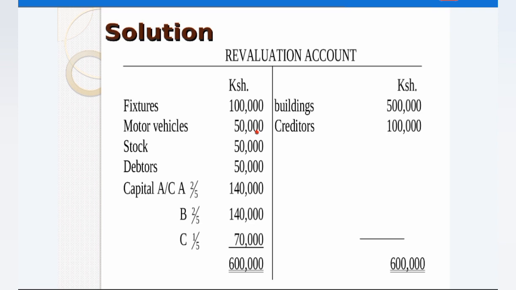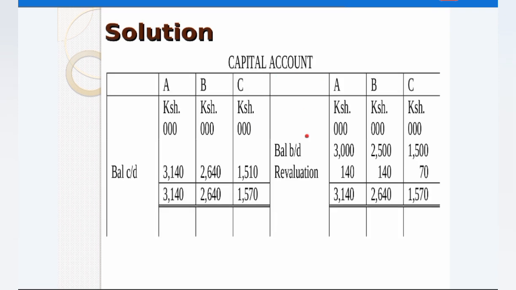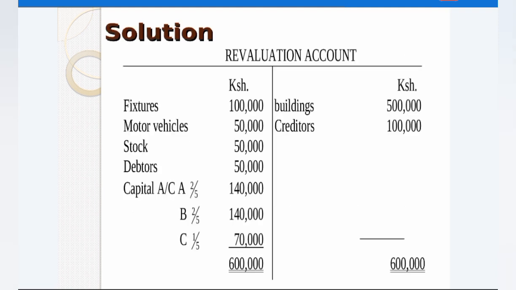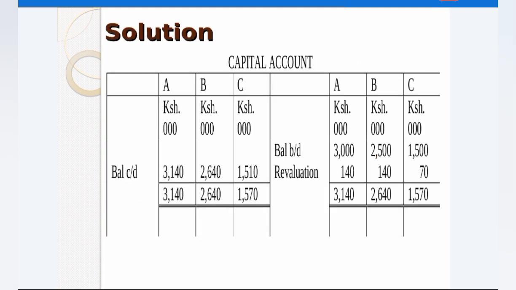And we should then be able to prepare the capital account where, of course, we have the opening balances of 3 million for A, 2.5 for B, and 1.5 for C. You can look at our illustration. The capital accounts is 3 million for A, 2.5 million for B, and 1.5 million for C. So those are the opening balances. You can see we have the balances brought down. And then we have the revaluation, the share.